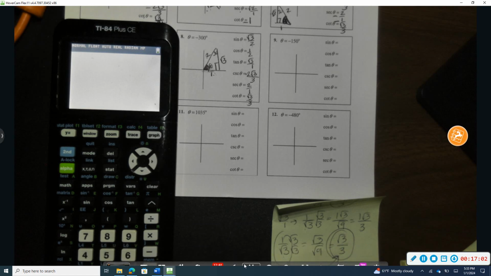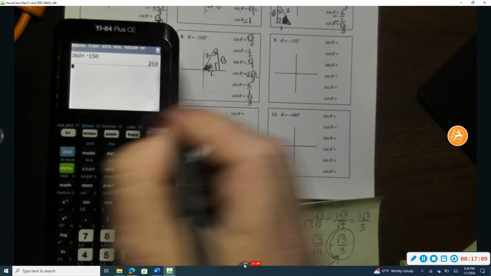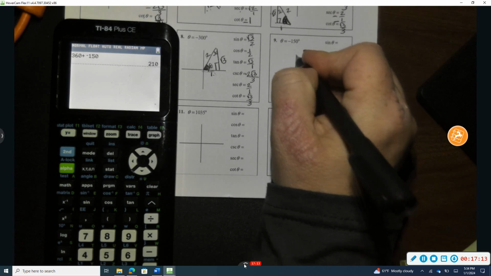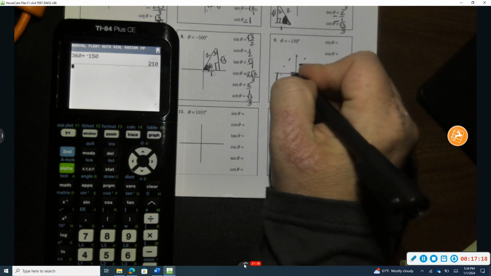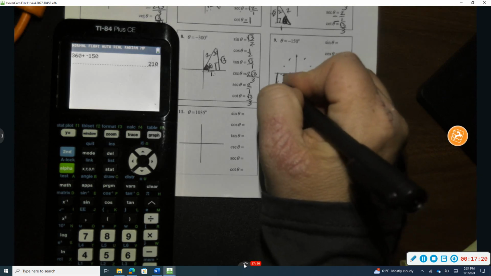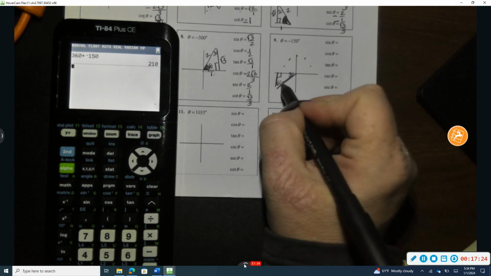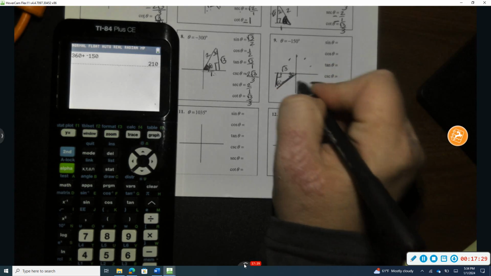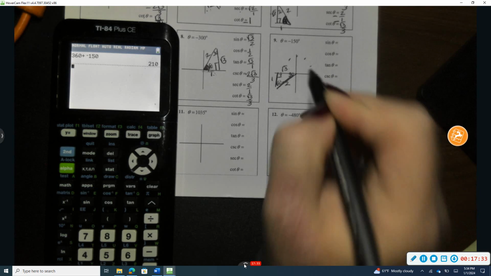so negative 150. Again, I'm going to take 360, I'm going to add a negative 150. I need to graph 210. 21 is divisible by 3, so 3, 6, 9, 12, 15, 18, and 21. This is a 30-degree angle. This is 60, and this is my right angle. So across from 60 is going to be a radical 3. Across from 30 will be 1, and across from 90 will be 2.